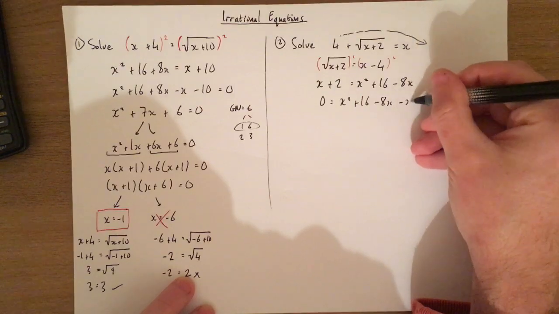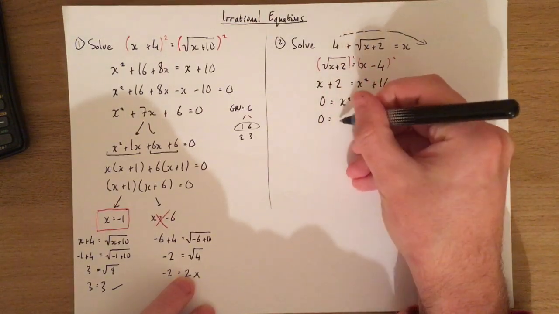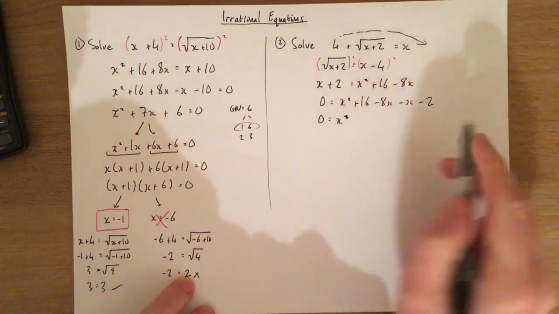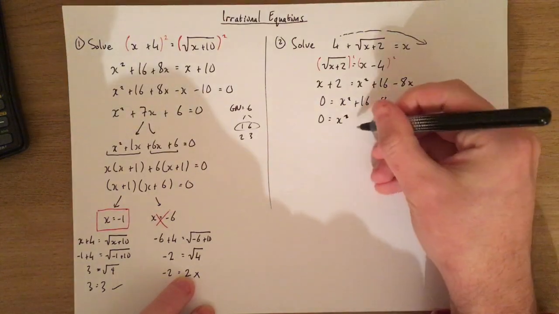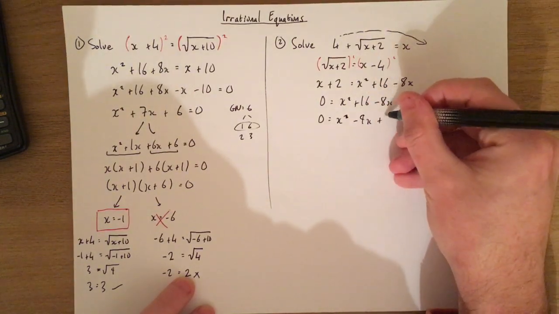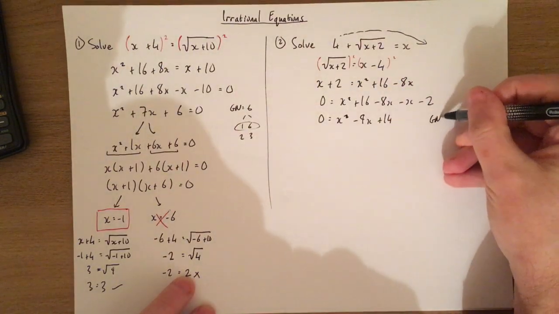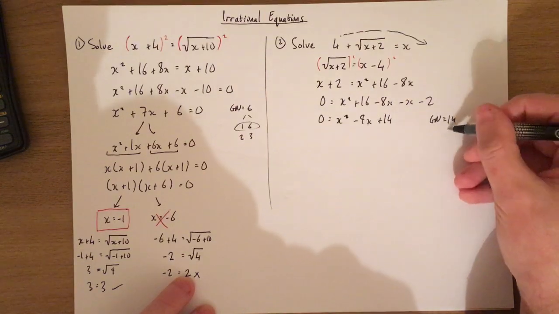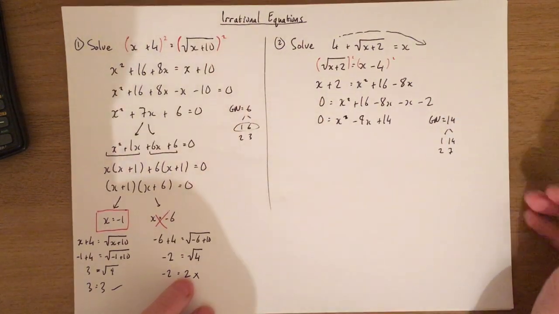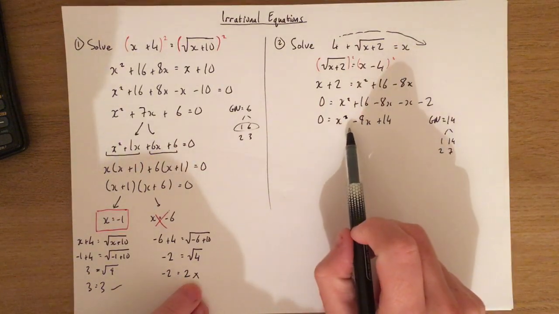So let's get everything onto one side, equal to 0, so 0 equals x squared plus 16 minus 8x. Bring the x over, it becomes minus, bring the 2 over, it becomes minus. So 0 is equal to x squared minus 8x minus x is minus 9x. 16 minus 2 is 14. So to solve this, my guide number is 14. So 1 and 14, 2 and 7, 3, that's it. I'm trying to make minus 9.